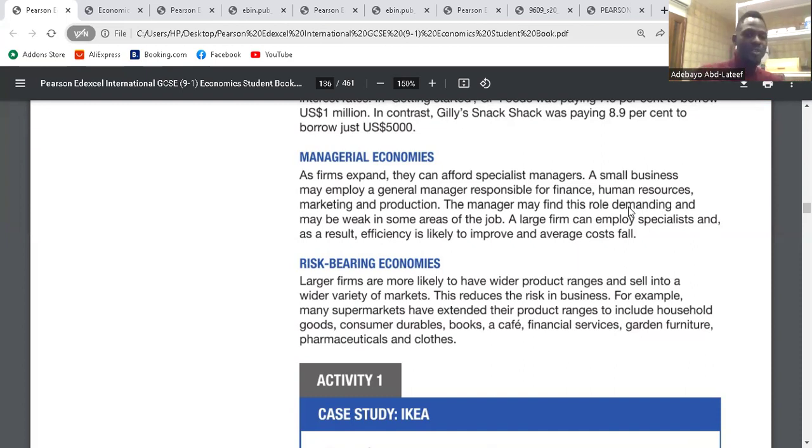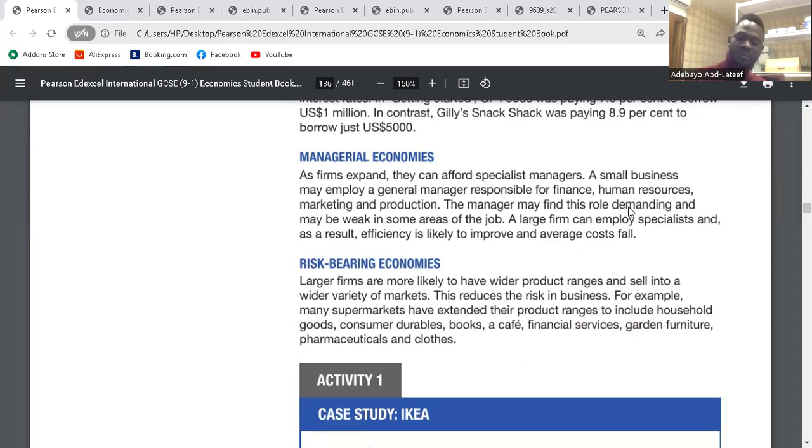As a large firm, you can attract specialist managers. Not only specialist managers, you can attract specialists. You can attract the best skilled workers. You can attract the best skilled managers. Why? Because you are big, you're large. And as a result of you being able to attract skilled workers, skilled managers, specialists, it brings about efficiency. And if there's efficiency, your average cost of production would fall. That is what we call managerial economies of scale. Being able to attract a better manager, a better manager is skilled, a specialist, because of how big you are becoming.